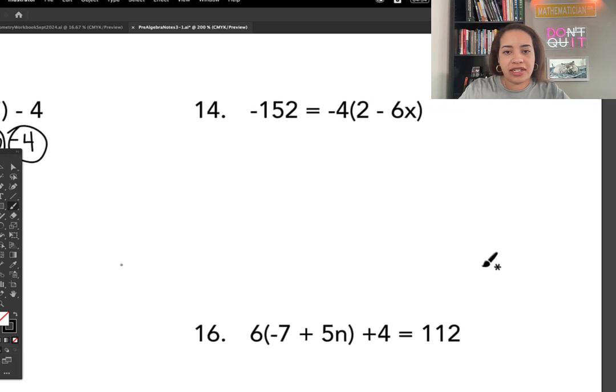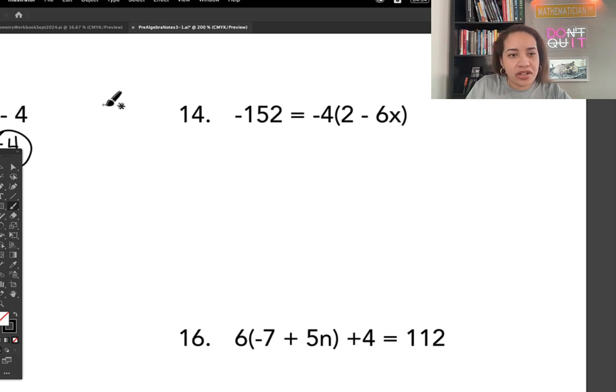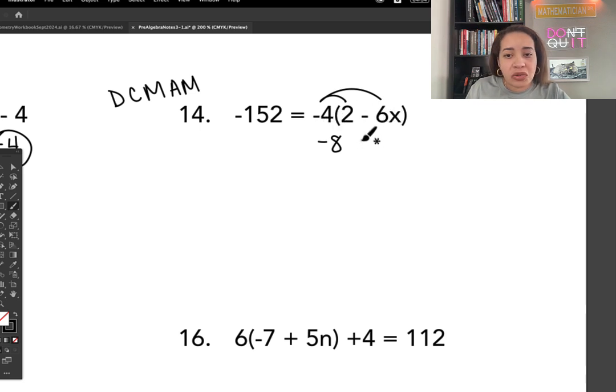Here is number 14. Always think through your steps. Don't call me after midnight. D means to distribute. So we will take our -4 and multiply it times both pieces inside the parentheses. -4 times 2 is -8. And then I'm doing -4 times -6. So multiplying 4 times 6 is 24. And since they do have the same signs, we get a positive 24.